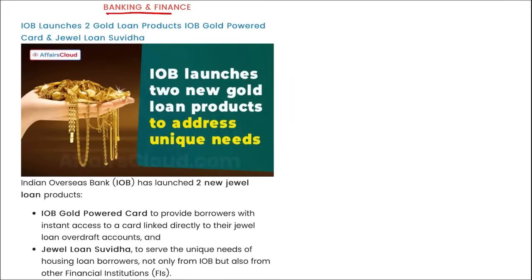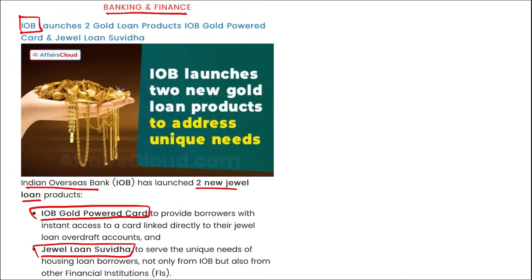Next is banking and finance. IOB, Indian Overseas Bank, has launched 2 new jewel loans. They are IOB Gold Powered Card and Jewel Loan Suvidha. This IOB Gold Powered Loan will provide borrowers with instant access to a card linked directly to their jewel loan overdraft accounts, and Jewel Loan Suvidha is to serve the unique needs of jewel loan borrowers, not only from IOB but also from other financial institutions. Correct? Take a note of this.